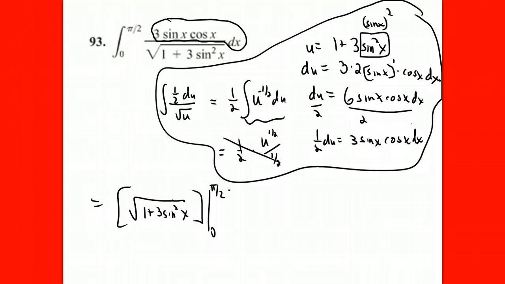Yes? How did a half cancel out a half? I had a half that came from my u sub and a half that came from my integration. Those two, this half from my u sub and this half from my integration, cancel each other out. Yes. Are we done with this one? Any other questions about this one?